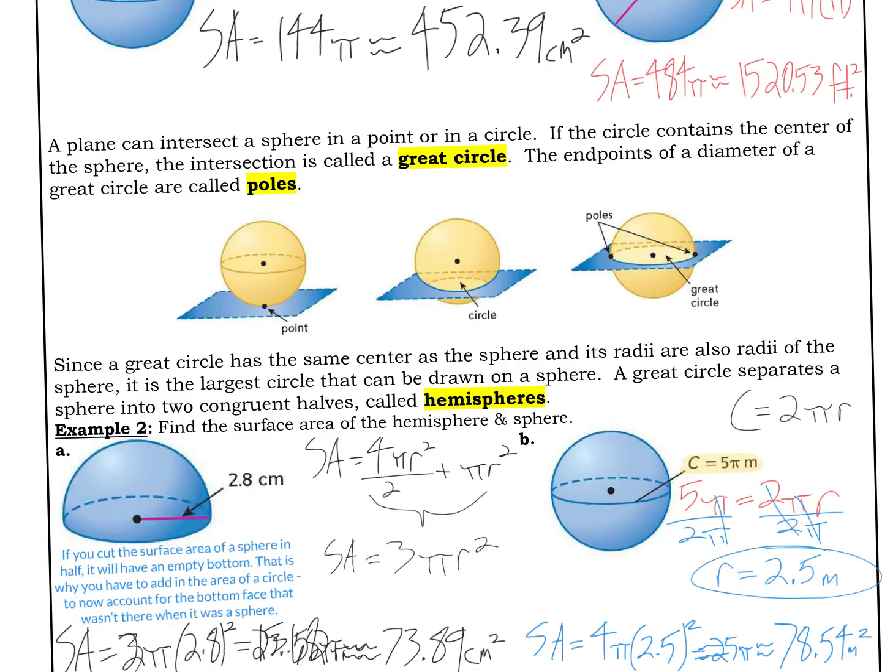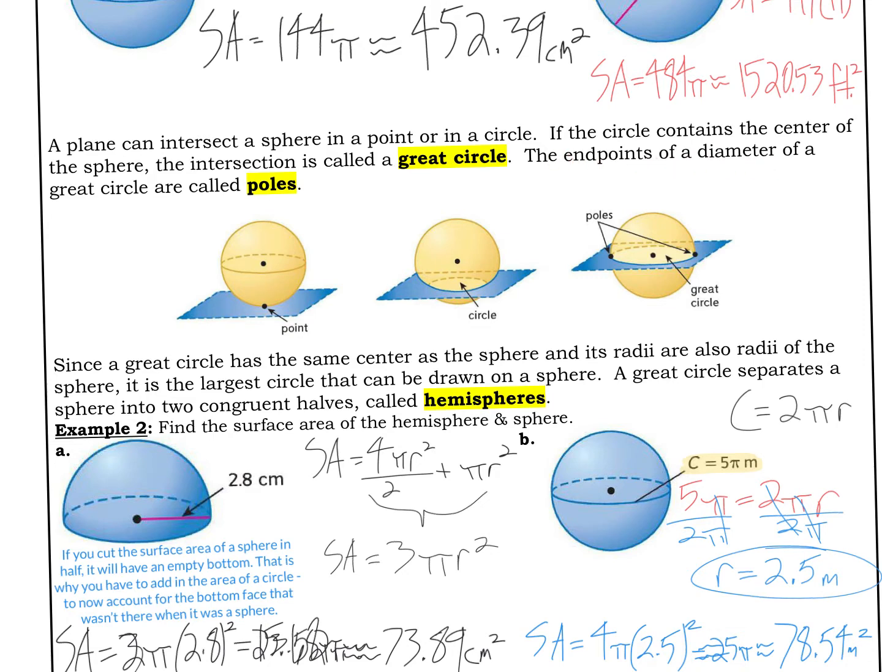Next, we have a little bit of vocabulary. A plane can intersect a sphere in a point or in a circle. So if you place a sphere like a ball on a tabletop, they are intersecting at a point. But once that plane goes into the sphere, then you are creating circles. And if the circle contains the center of the sphere, the intersection is called a great circle. So it's basically the circle that goes right through the middle of that sphere.